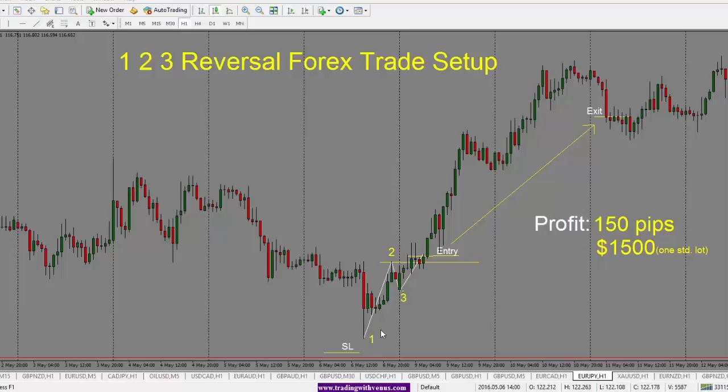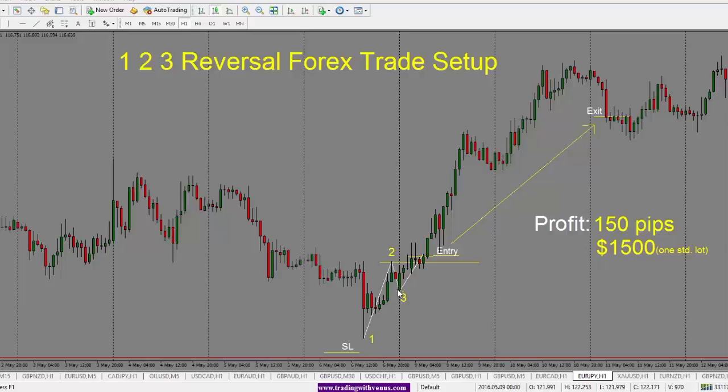So the one would be at the very bottom, the lowest low, and then we look for a pullback, and number two is where the high is, and then 3 is the higher low. So in this case, we have a low point, then price moves up, makes a high, pulls back down, and gives us number 3, which is a higher low.